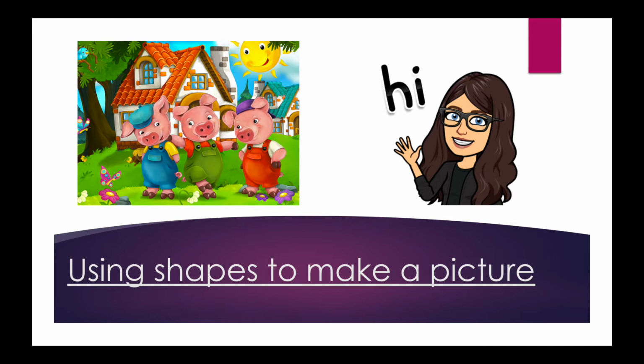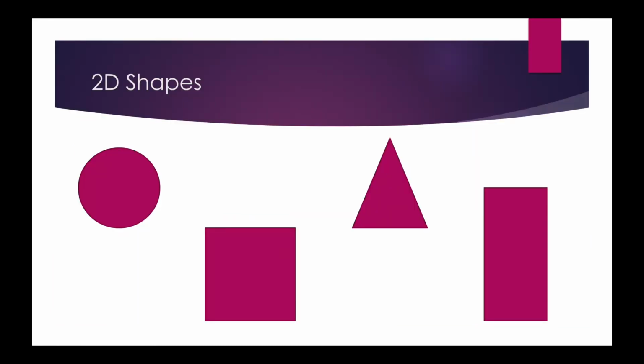Today we're going to be looking at how we can use shapes to make a picture linked to the story of the three little pigs. A 2D shape is a flat shape. You probably recognise some of these on the screen. We're going to just remind ourselves of some of the 2D shapes we could use to help with our picture.